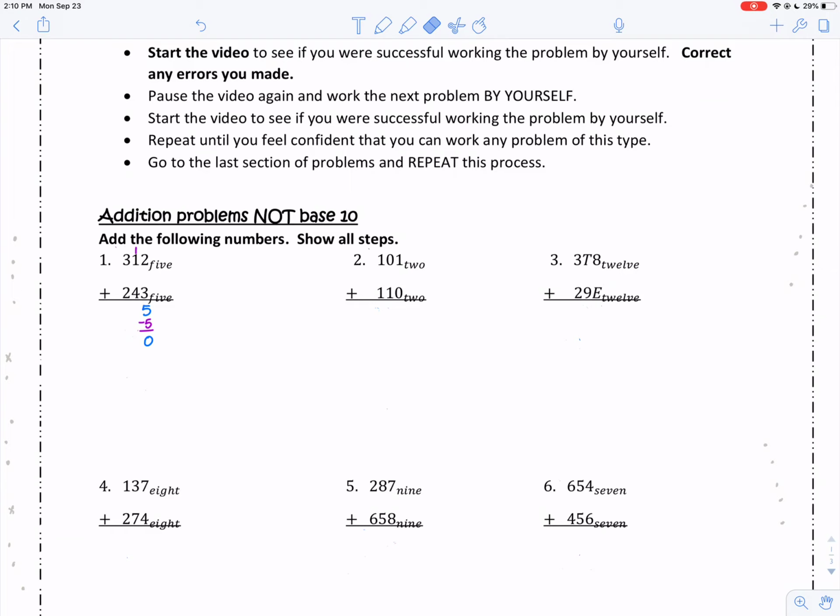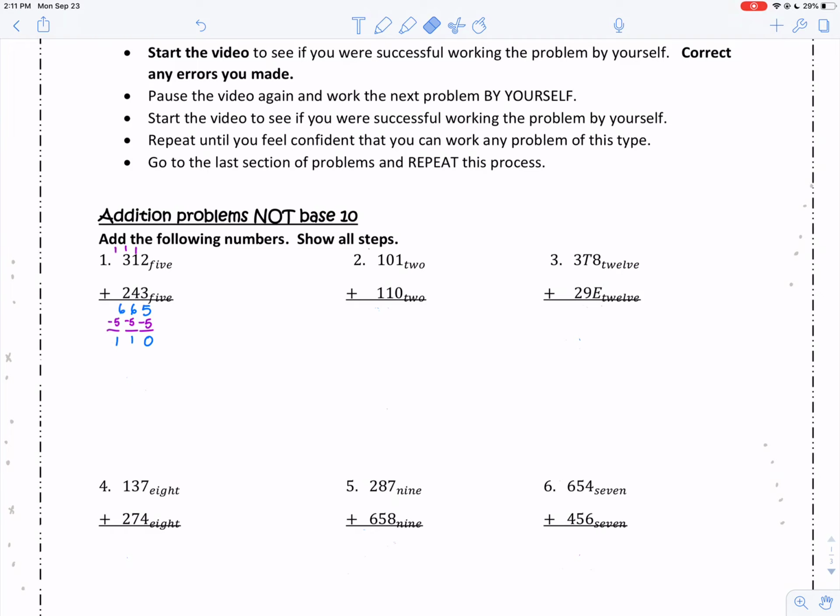Now we're going to add. When we add, we get 6. 6 is not a number that's in base 5, so again we're going to subtract 5. So now we have 1 rod left, but when we subtract those 5 rods, we're going to put them together and make a flat. That's why we have the purple 1 up top.